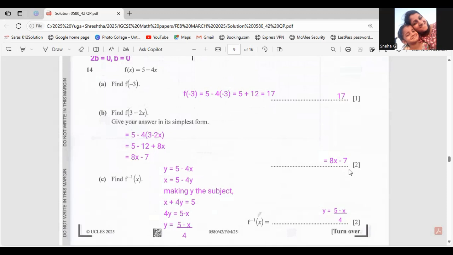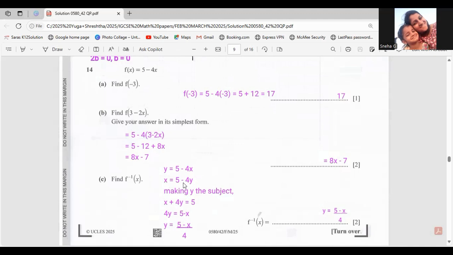Then you have to find the inverse of the function f(x). The function was given as f(x) equals 5 minus 4x. So I write that in the form y equals 5 minus 4x, because f(x) is y. Then what you do is you swap the places of x and y. So here in place of y, I have written x, and in place of x, I have written y.